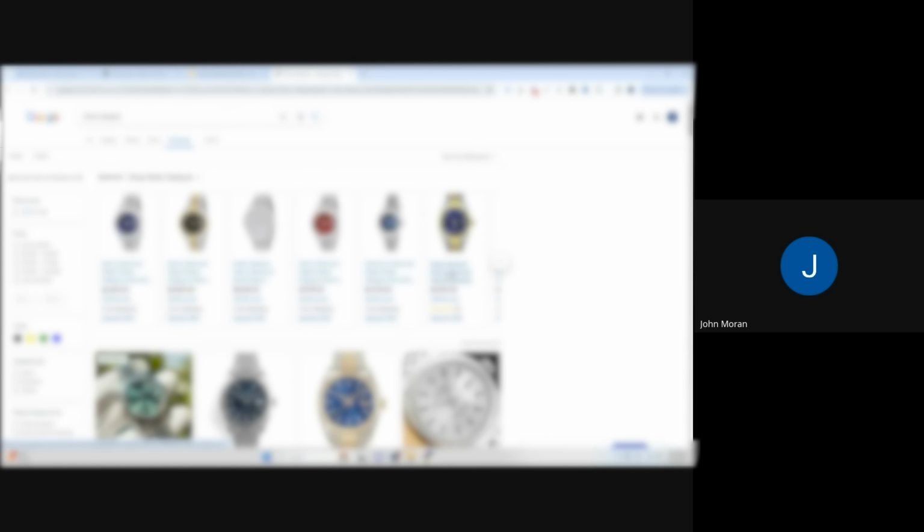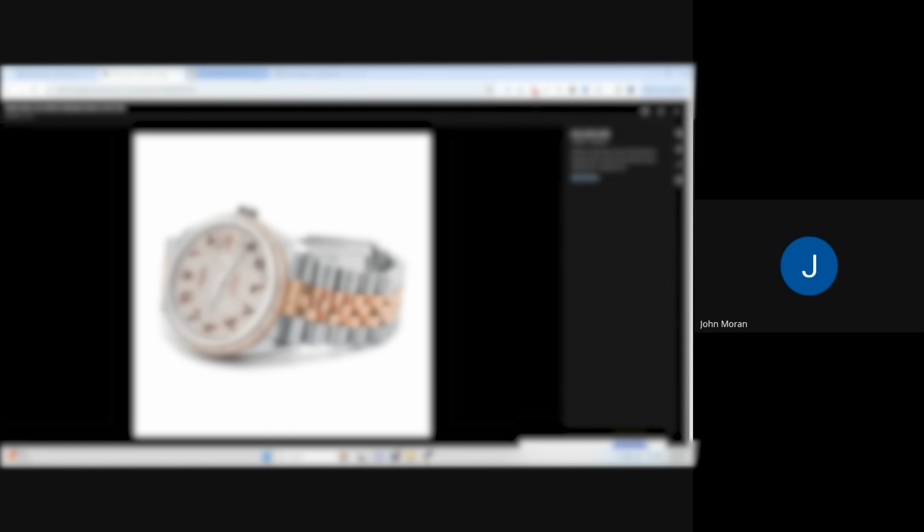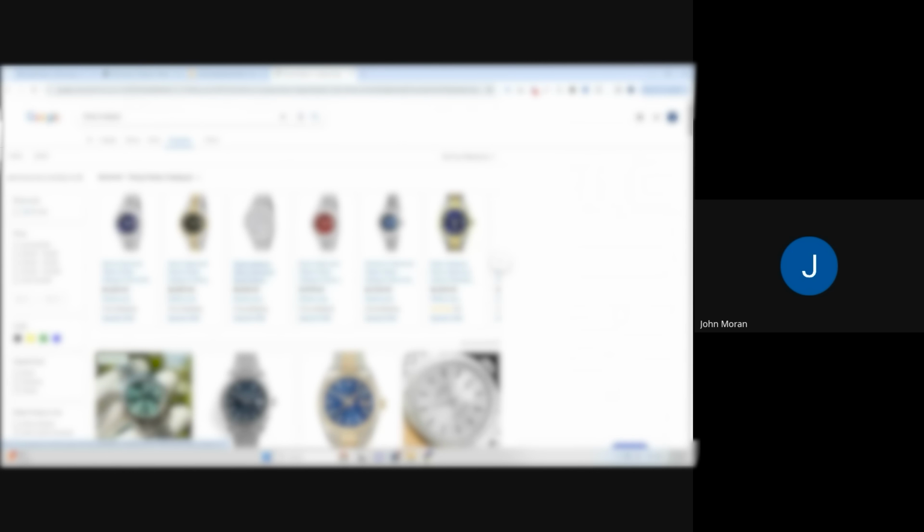I mean, they're priced fairly competitively depending upon which one they sold. Oh yeah, that's a rose gold diamond. Yeah, that's nice. That's something close to this one.